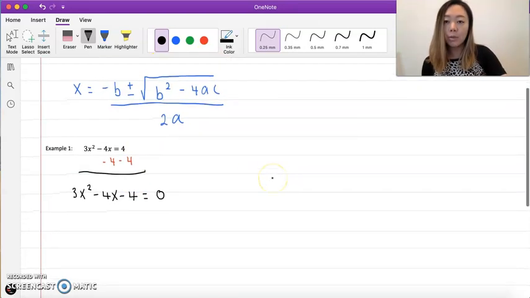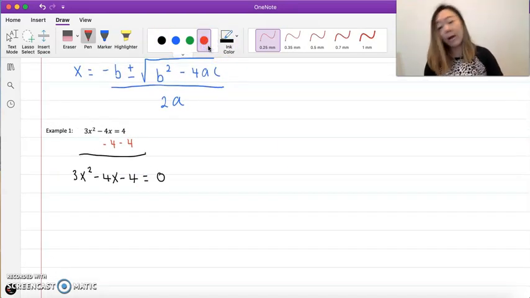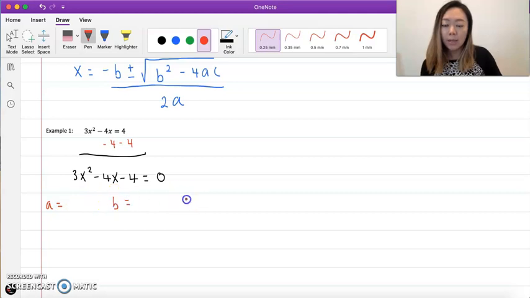In order to apply the quadratic formula, first we need to identify what is our a, b, and c. So let's go ahead and do that. What is our a, b, and c in this equation? So a is our very first term here, which is 3. B is the middle term, negative 4. And c is the constant at the end, again, negative 4. Make sure you watch out for the signs in between the numbers.